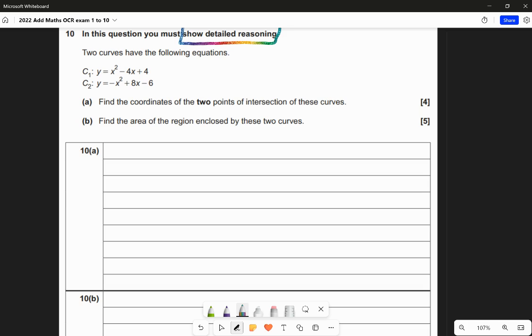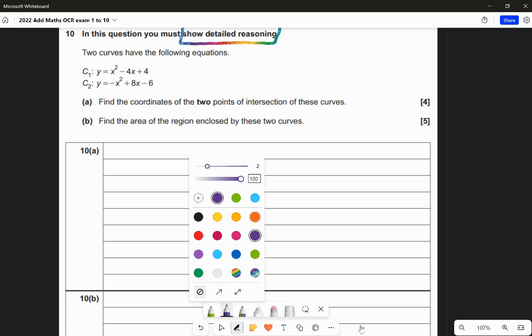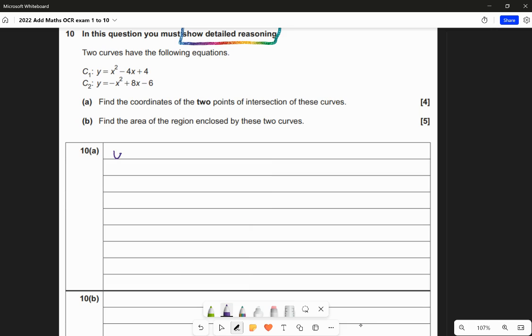Okay, let's just solve these two simultaneously. So we've got y equals one of them and y equals the other. So let's make the two y's equal to each other. So x squared minus 4x plus 4, because that is what y is equal to. And y is also equal to, in the other equation, negative x squared plus 8x minus 6. So we're interested in when those two are equal.